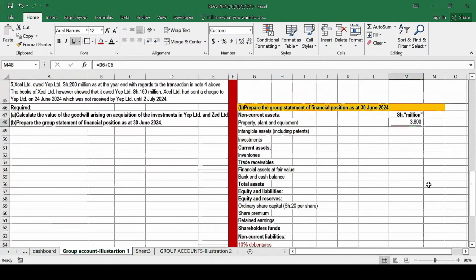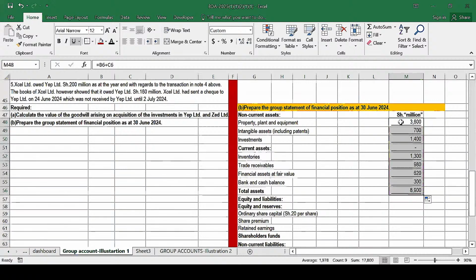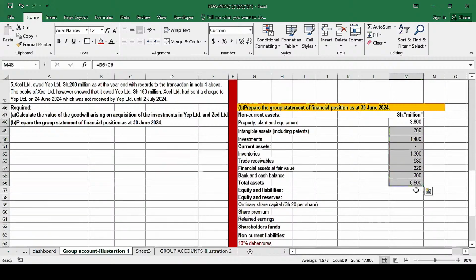Now, we need to apply that formula to all items of asset. But remember, some of the items of asset will need to be adjusted, but we're going to do the adjustment later on. No problem. We'll come back and do the adjustment later on.